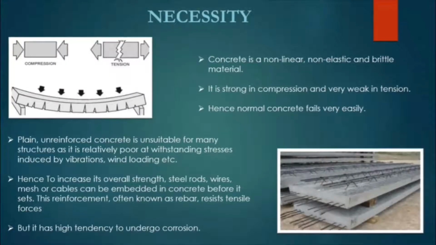Necessity. Concrete is a non-linear, non-elastic and brittle material. It is strong in taking up compression but weak in taking tension. Hence, normal concrete fails very easily through the tension zone. Plain unreinforced concrete is unsuitable for many structures as it is relatively poor at withstanding stresses induced by vibrations, wind loading, etc. Hence, to increase its overall strength, steel rods, wires, mesh, or cables can be embedded in concrete before it sets. This reinforcement, often known as rebar, resists tensile forces, but it has a tendency to undergo corrosion.